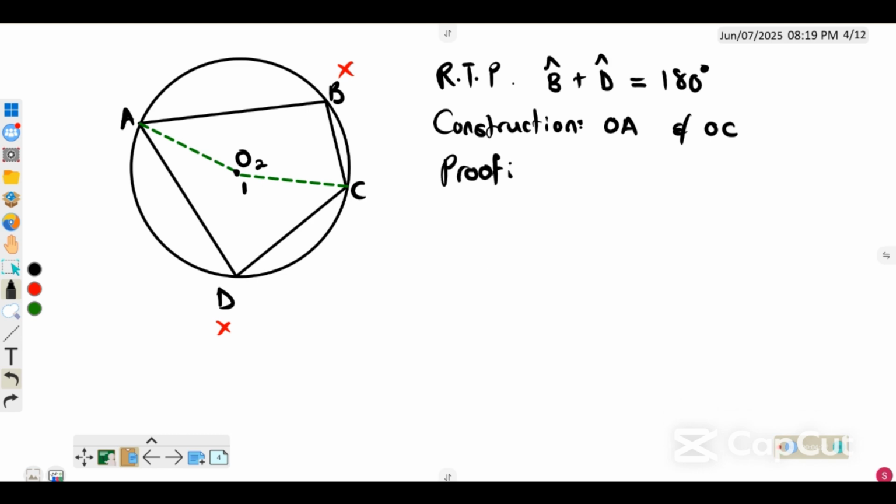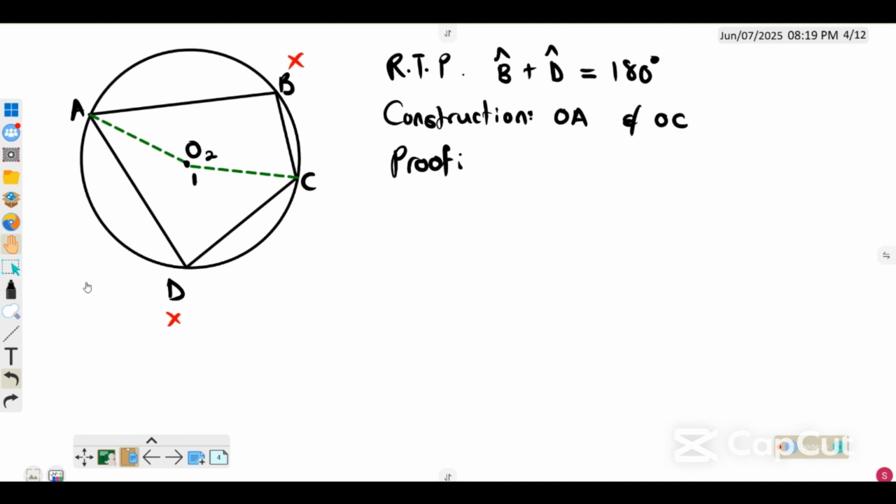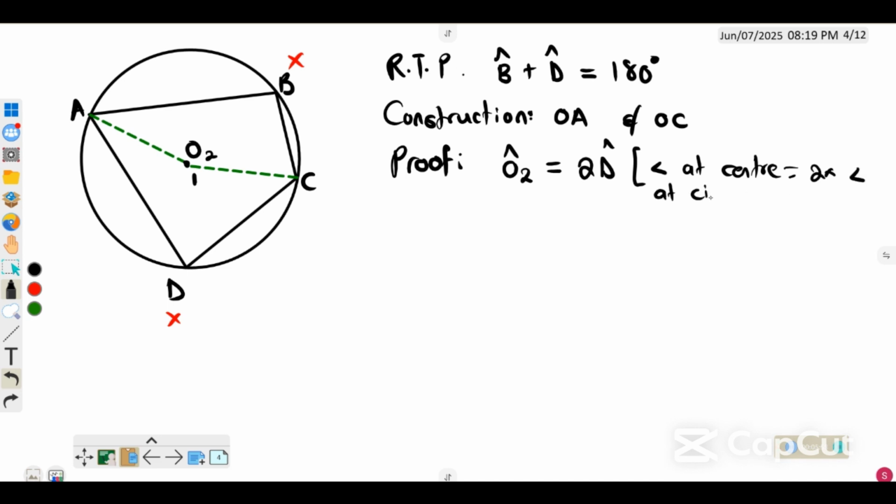So we go straight to the proof. Now this proof, you are going to use the angle at center to prove this. So as you can see now, let's take O2. Angle O2 will be none other than twice angle D. Why is that? If you look at this, you will see angle D is this is that. So the arc AC subtends the angle O2 at the center, but the very same arc subtends angle D at the circumference. So angle O2 is twice angle D. Why is that? This is angle at center, which equals 2 times angle at circumference. So we are using another theorem to prove another.